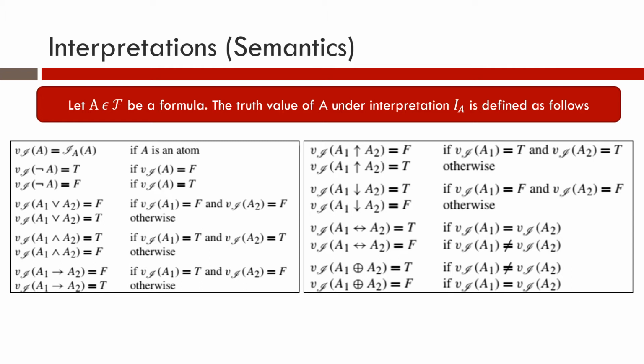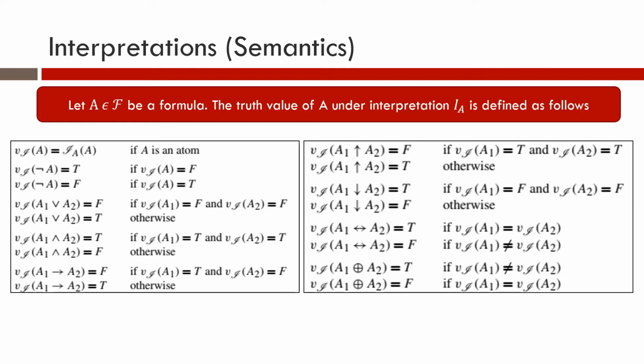So, when we consider a formula, the formula can be either an atom, or it can be negation of an atom, or it can be one of the operators, binary operators applied to two atoms. Okay, so if the formula A is an atom, then the truth value of the formula A will be the truth value that is assigned to the atom, the truth value that we assign to the atom under interpretation A.